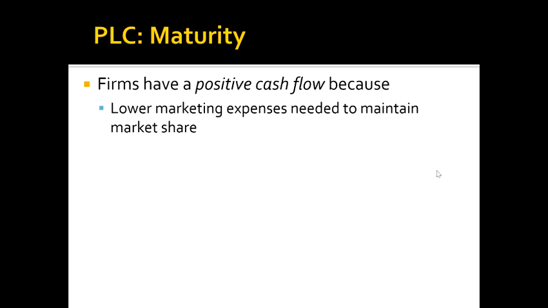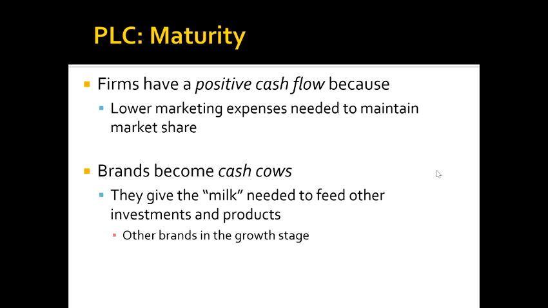During this time period, firms have a positive cash flow. They have loyal customers. They're leaders in their segments. They don't need to spend as much money on marketing because they have loyal customers that are satisfied. So we call these brands cash cows. These are the well-established brands that have been around for a long time. And they're called cash cows because they give the milk that's needed to feed new investments, just like mother's milk is to help their babies grow. So instead of having a cash flow issue, these brands give off cash.